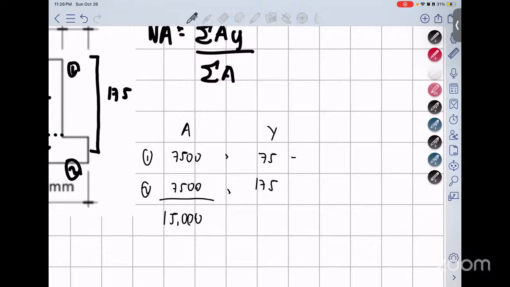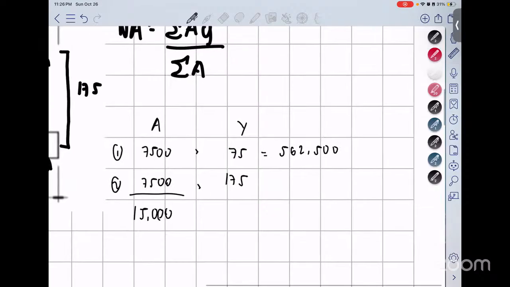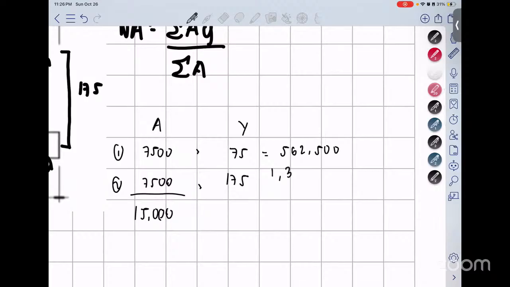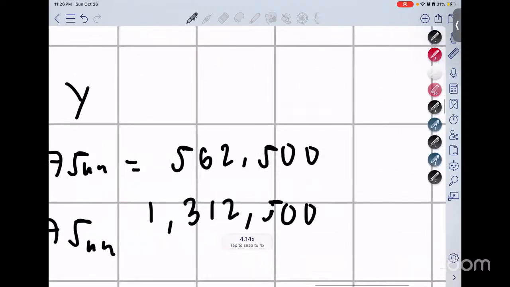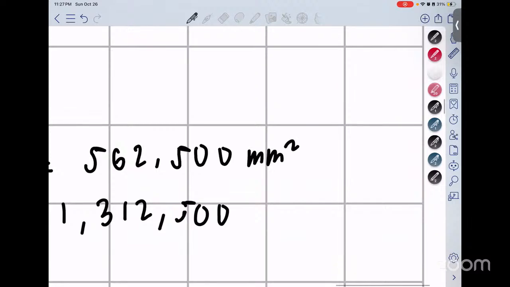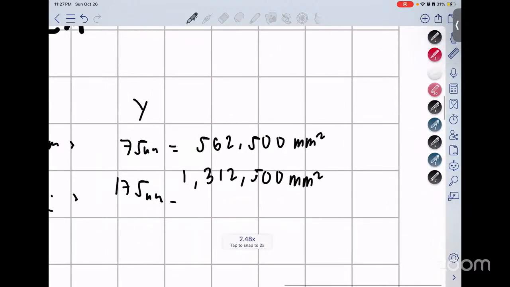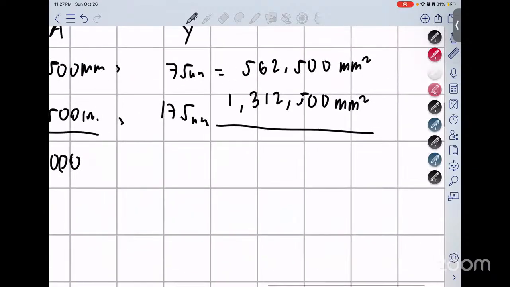Okay, so this gives us 562,500. This gives us 1,312,500. Also, just for the sake of units, this is all in mm. So nothing weird so far, but sometimes you will have conversions in the middle, so just keep track that it's okay so far.